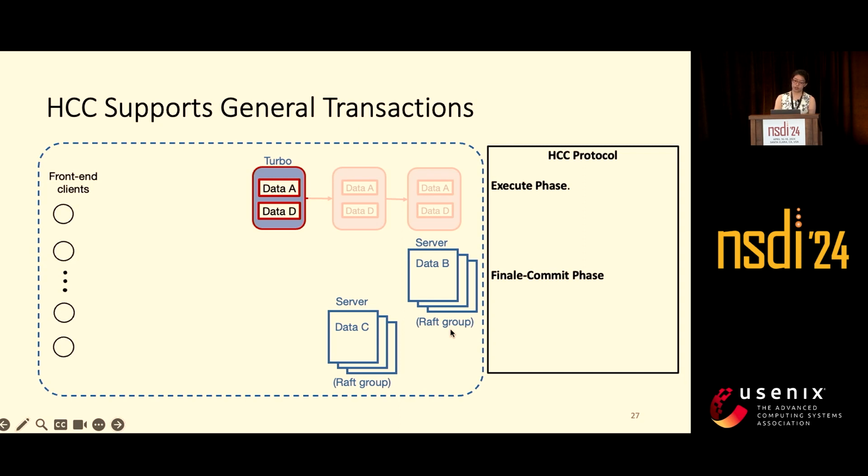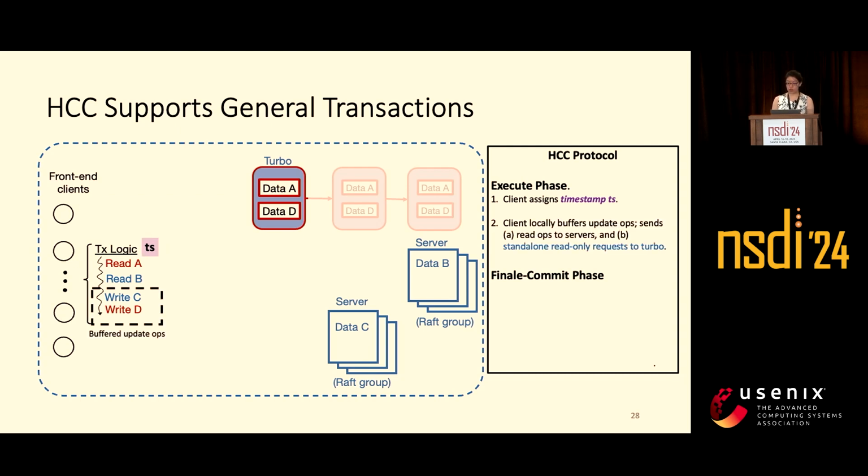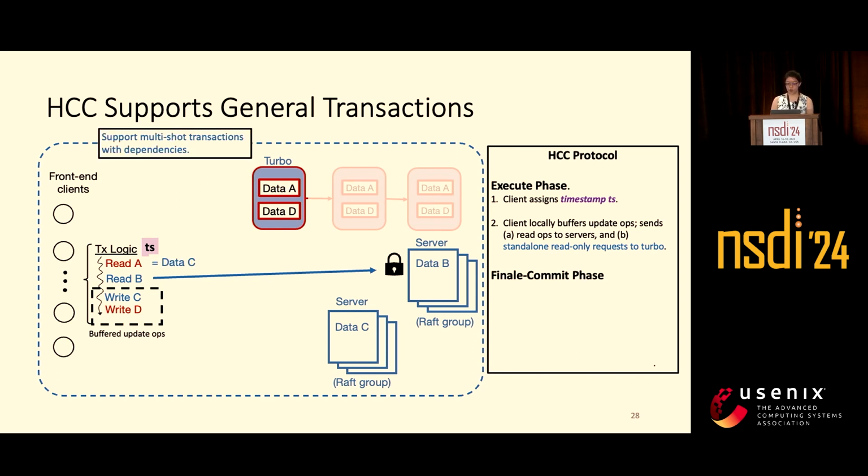We illustrate how HCC handles general multi-shot transactions, ignoring replication for now. In the execute phase, a client first assigns a timestamp to a new transaction. This enforces process-ordered serializability. The client locally buffers update operations, but sends out read operations, including reads to servers, and read-only transactions to the turbo. To support multi-shot transactions with dependencies, the client sends out round after round of read operations, locally buffering any new updates until every dependency is resolved.